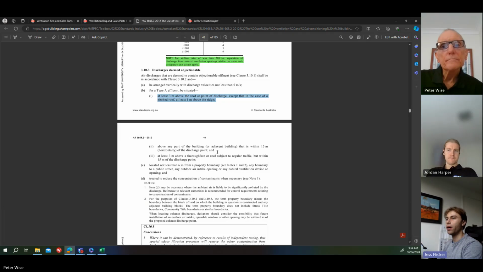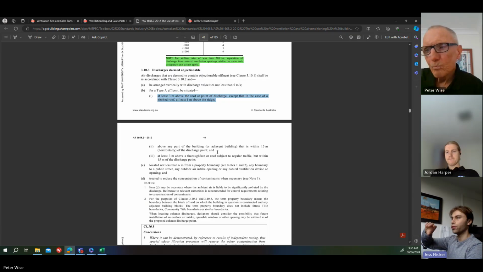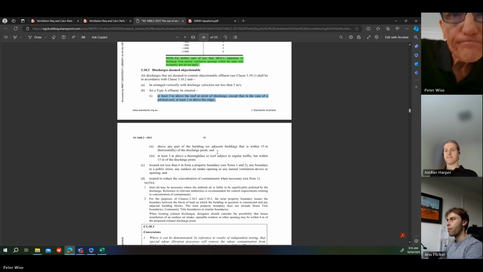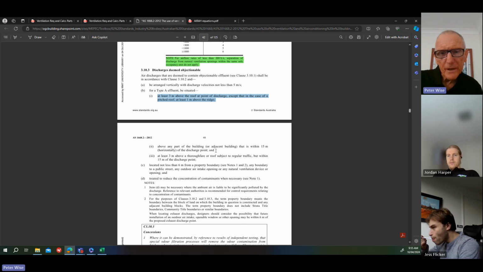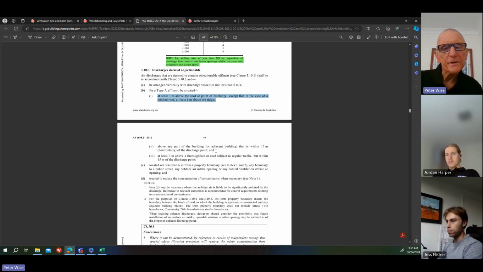Peter, are you allowed to combine if you've got several fume hoods or several of these flues? Can you combine them? Yes, you can. It's common not to. Say you've got a lab in a university where you've got a whole lot of fume cupboards. Normally you run those separately because they can operate independently. So it's normal to have a separate discharge for each one.